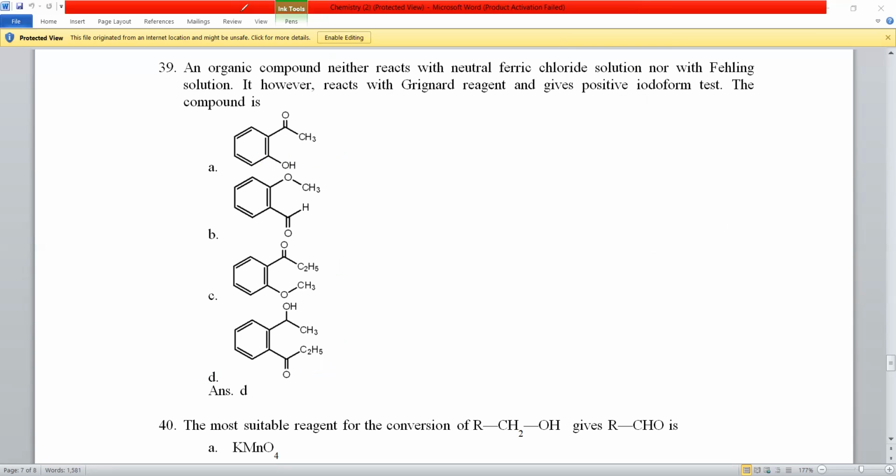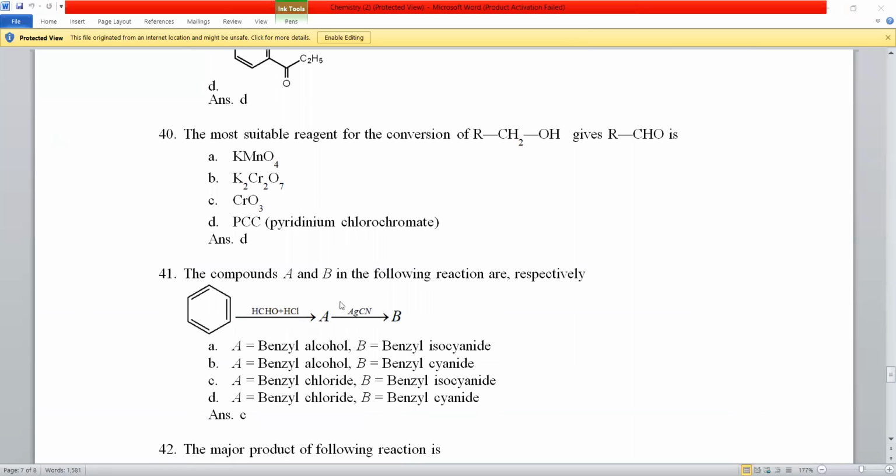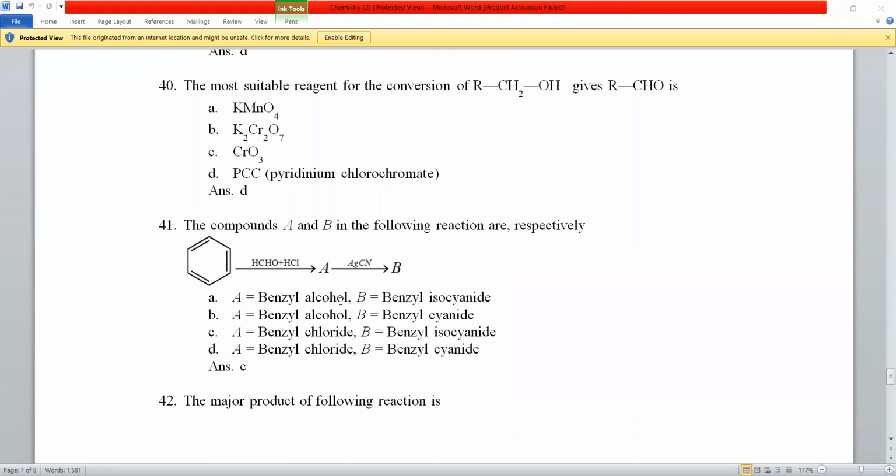Question number 40. The most suitable reagent for conversion of primary alcohol to aldehyde is nothing but a mild oxidizing agent. Which is the best mild oxidizing agent? PCC is one of the best mild oxidizing agents. KMnO4, if you use it, directly converts to carboxylic acid. K2Cr2O7 also will directly convert to carboxylic acid. Even CrO3 in presence of acidic media converts to carboxylic acid at high temperatures. So the best one is PCC.